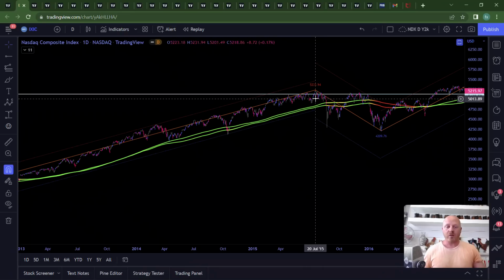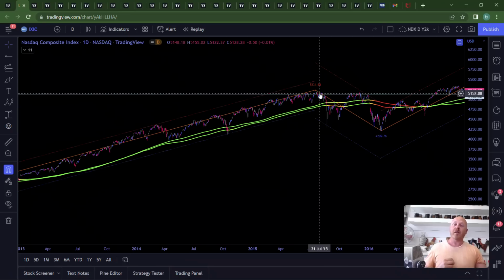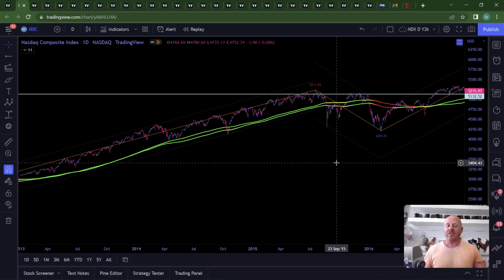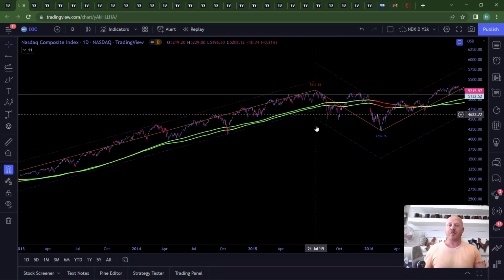This took until roughly July 2015, 15 years, to go back to that all-time high. 15 years, guys. Now remember, Amazon went down 92% in that dot-com crash, okay? This took 15 years. This is risk. These are high growth technology companies, and they took 15 years to recover.